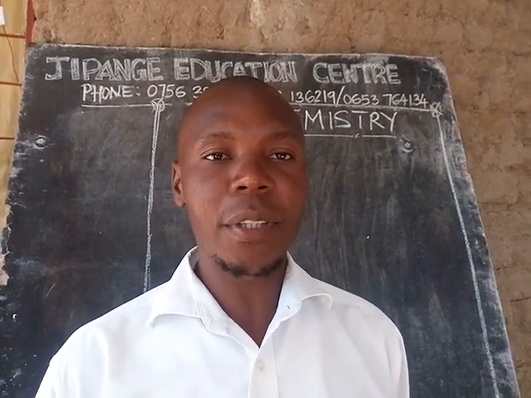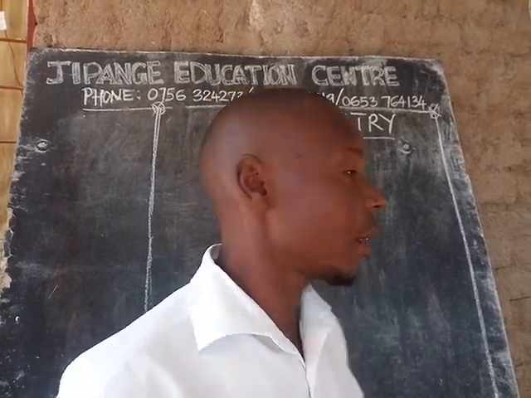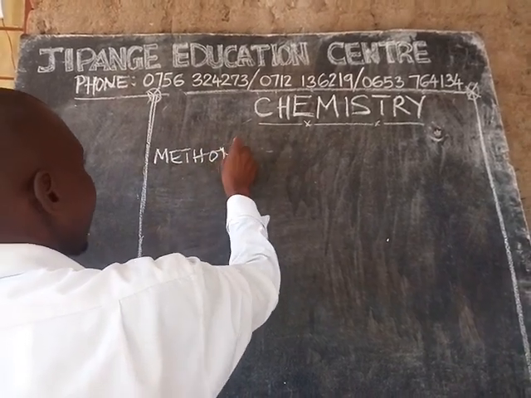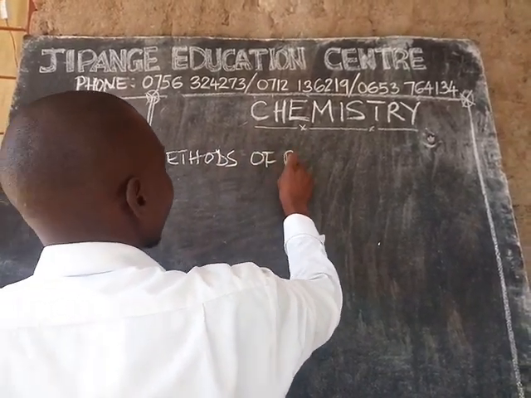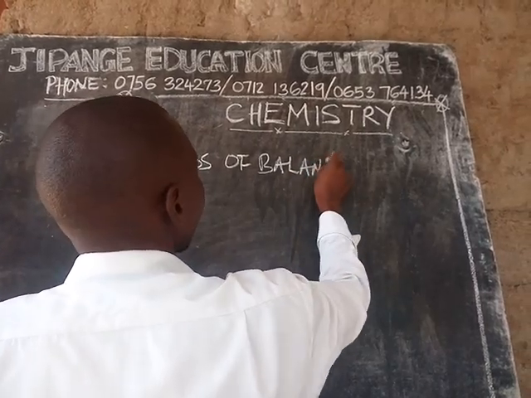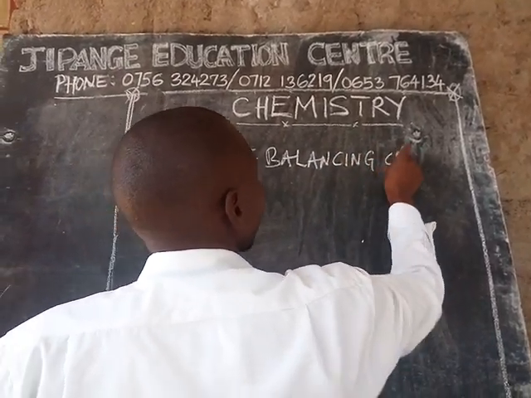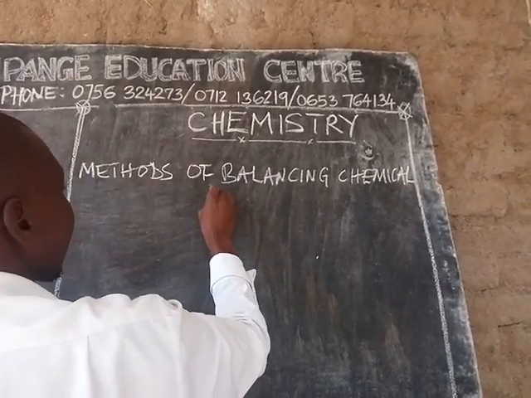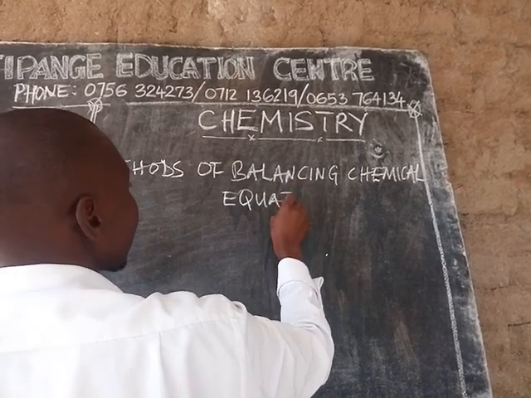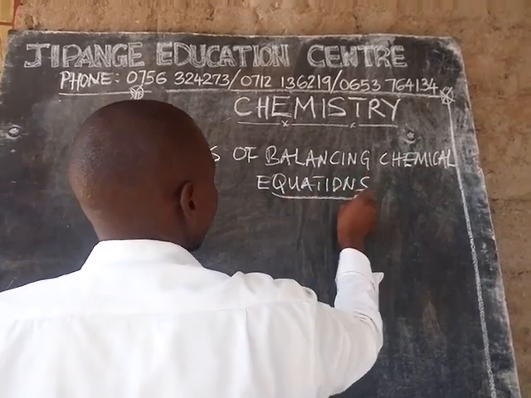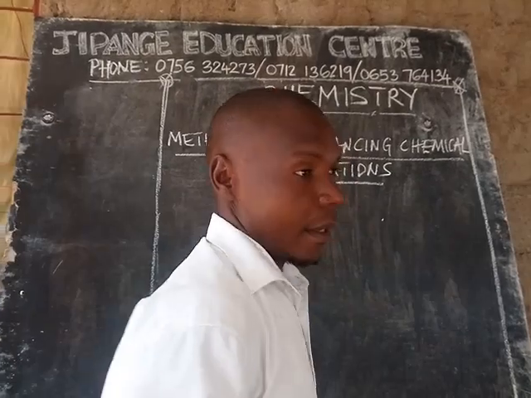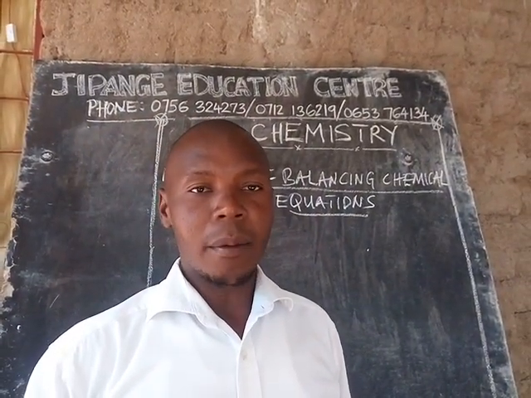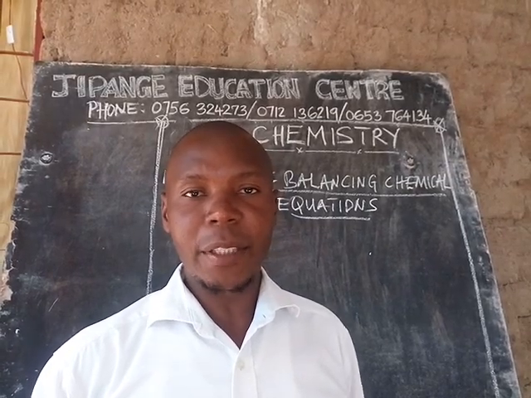Today, I'm going to teach you the methods of balancing chemical equations. Basically, there are two methods of balancing chemical equations: the algebraic method and the inspection method.